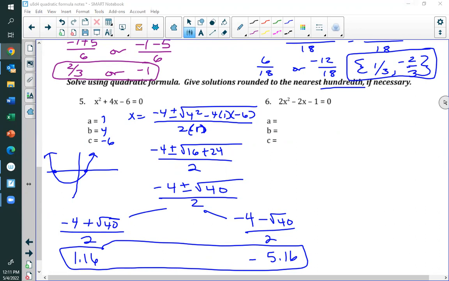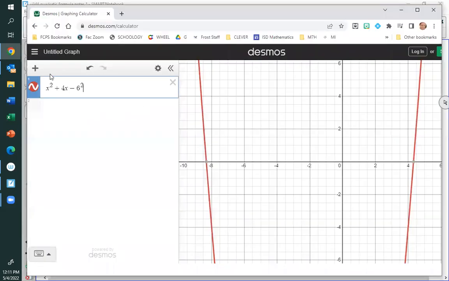So I'm going to open Desmos on my other screen for one quick second, and I'm going to put in x squared plus 4x minus 6. Okay, we said we are crossing the x-axis at 1.16 and negative 5.16, right? Remember that because here comes Desmos.